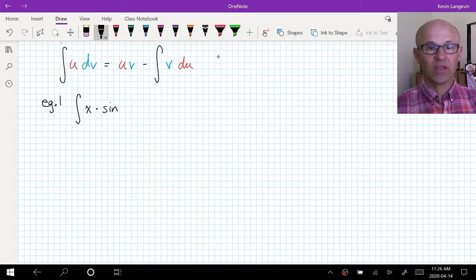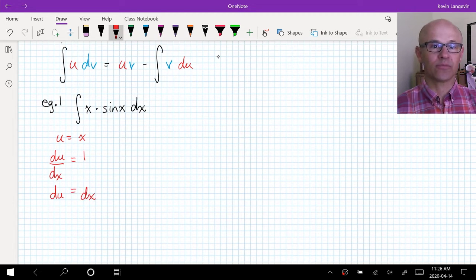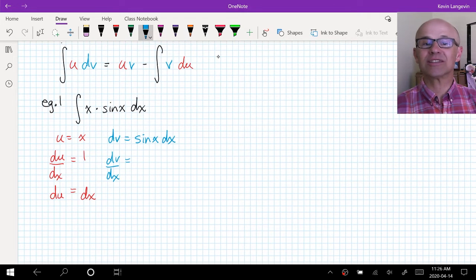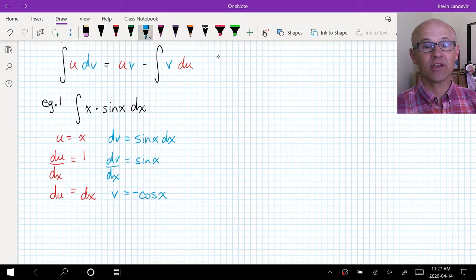Example 1. The integral of x multiplied by sine x dx. We're going to let u equal x, or x to the power of 1. We're going to rearrange that one by taking the derivative. We're going to let dv equal sine x dx. We're going to divide the dx over to the other side so it looks like a proper derivative, and then we're going to take the antiderivative of it.